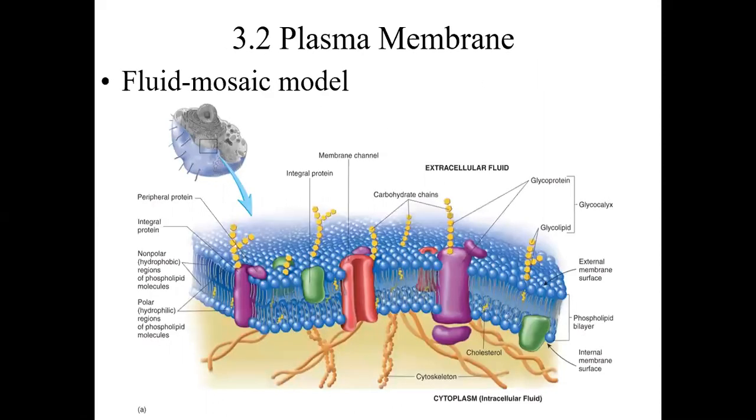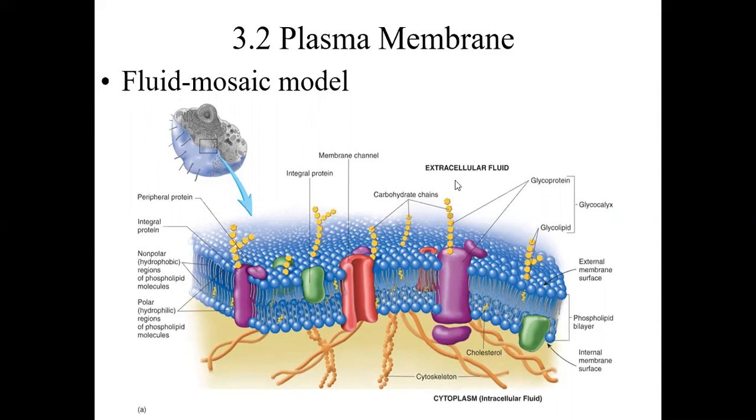So to understand the cell, we need to understand the boundary of the cell, this plasma membrane or cell membrane. And it's basically what is called a fluid mosaic model. This is the theory behind how this cell membrane works. It's fluid in the sense that it does move around.